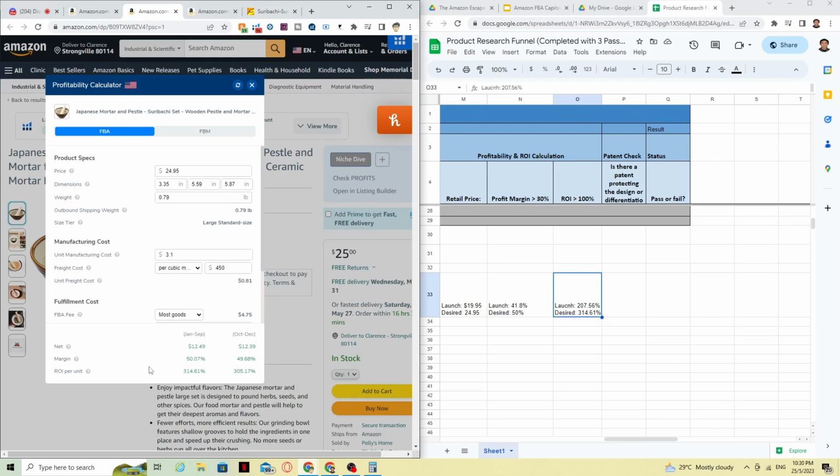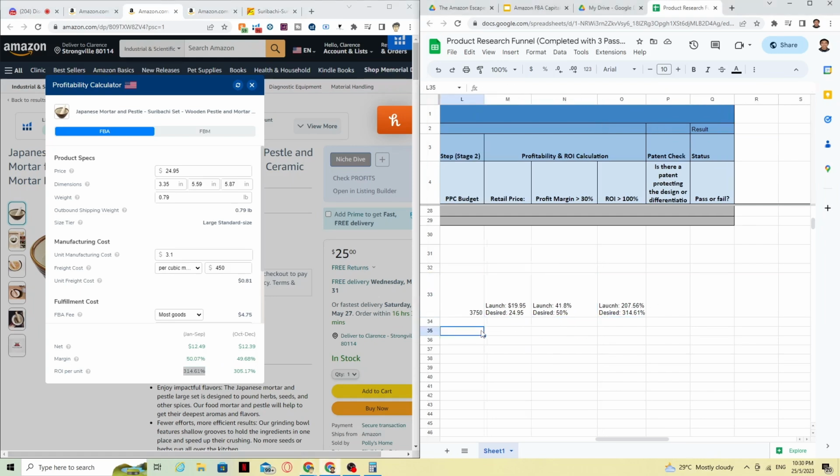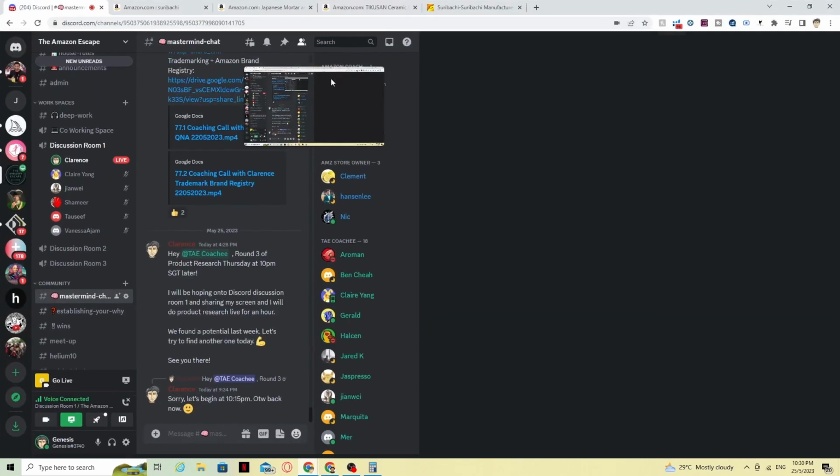So if you ask me, ROI is a measure of scalability, and profit margin is a measure of profitability. So no point having a 30% profit margin but less than 100% ROI, because you cannot scale properly. All right, cool. Any questions so far on this part? Because I think with this exercise, we can pass this product with flying colors based on the profitability and ROI calculation. All pass. Any questions? We can go back. Maybe you guys type something.